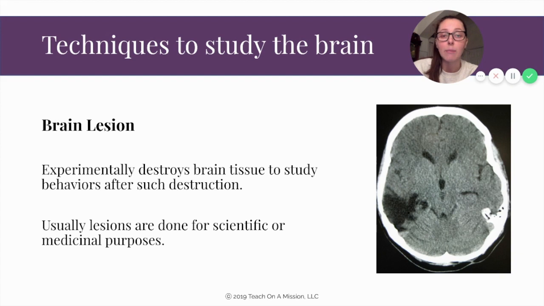Now, sometimes these can happen naturally, like if someone has a stroke, we can still study that person's behavior after they've had their stroke and part of their brain has been damaged. And if a part of the brain ever has to be destroyed, it is for the goodness or the betterment of the person. So we're not just taking people off the street, destroying part of their brain. That's unethical.